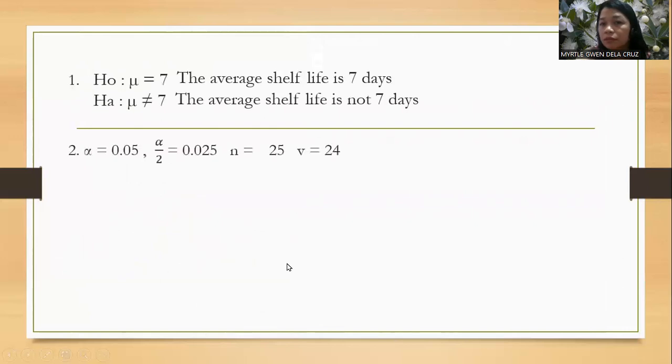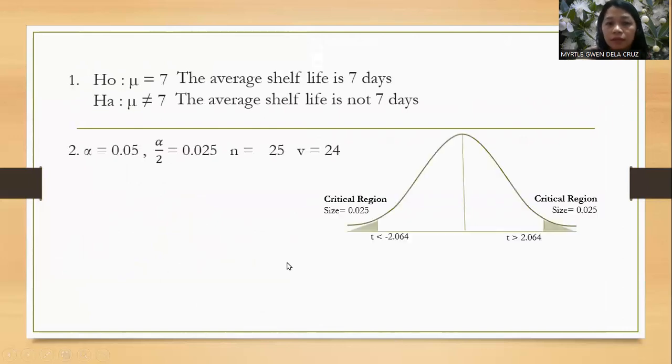So this is so far what we've got. Okay, so the null and alternative hypothesis done. For our critical region, it's t is less than negative 2.064 or t is greater than 2.064. And here is our illustration. Okay, so we need now to compute for our test statistic. You remember the formula. t is equal to x bar minus mu sub 0 over s divided by square root of n.